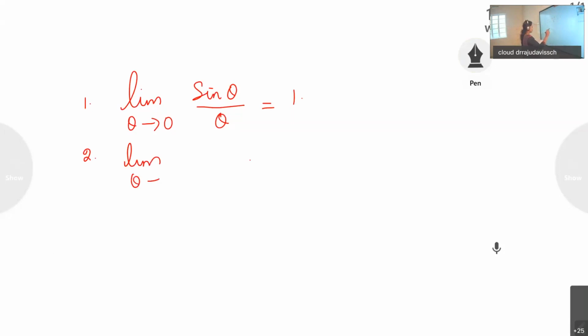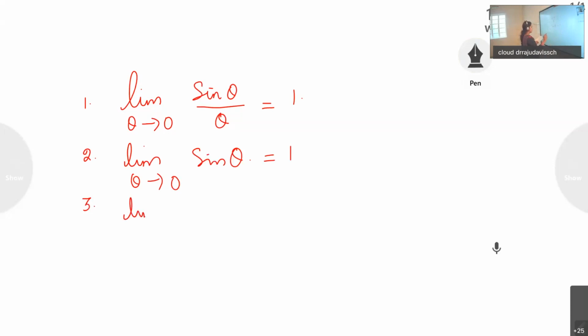Write the first formula. Limit theta tending to 0, sine theta by theta is equal to 1. The second one, limit theta tending to 0, sine theta. What is sine 0? Can you remember all this? Sine 0 is 0.